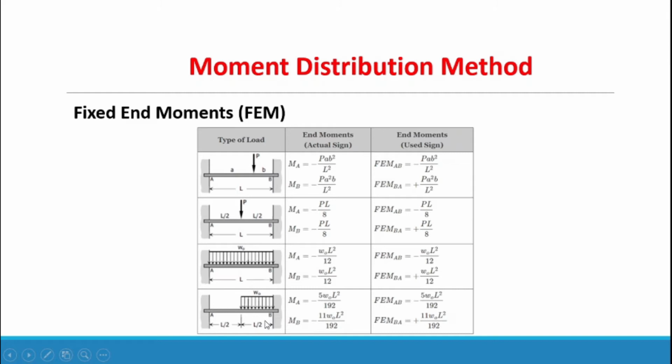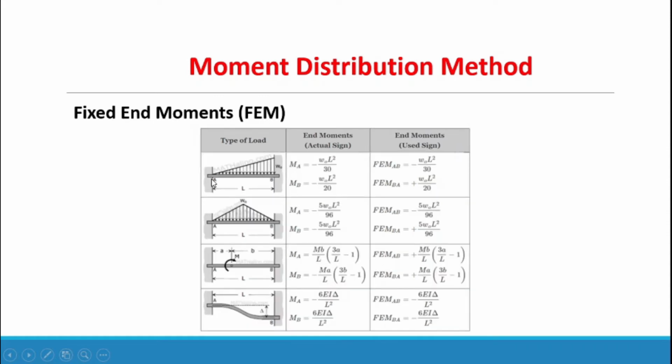For the fourth diagram, we have a uniform load on half of the span from point B. Moment at A is equal to negative 5WL squared all over 192, while moment at B is equal to negative 11WL squared all over 192. For the end moments to be used, FEM at AB is equal to negative 5WL squared over 192, and FEM of BA is positive 11WL squared all over 192.